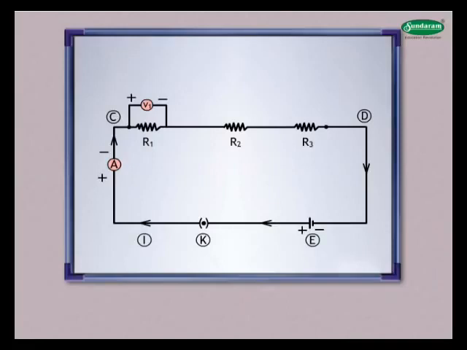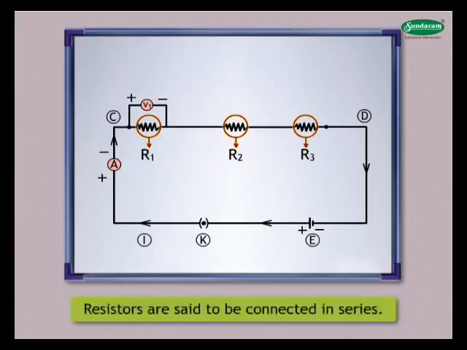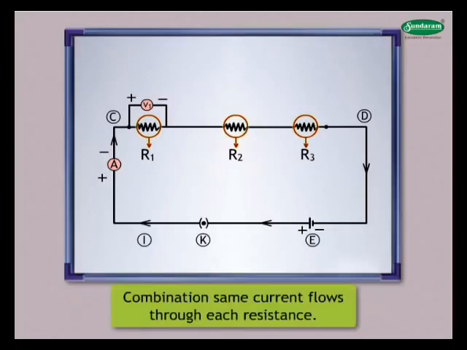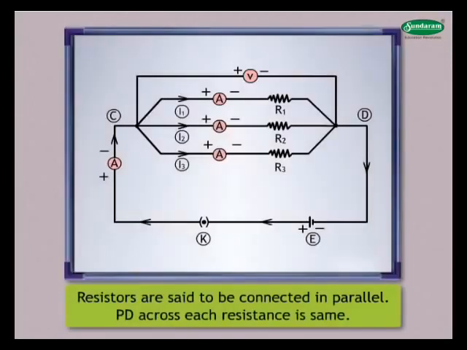This figure shows an electrical circuit in which these resistors having resistances R1, R2 and R3 respectively are joined end to end. Here the resistors are said to be connected in series. In series combination, same current flows through each resistance. This figure shows a combination of resistors in which these resistors are connected together between points C and D. Here, the resistors are said to be connected in parallel. Potential difference across each resistance is same.